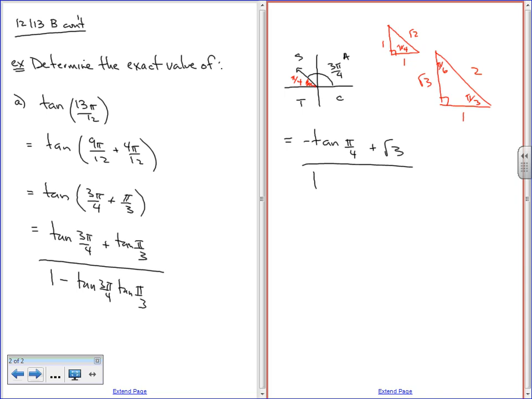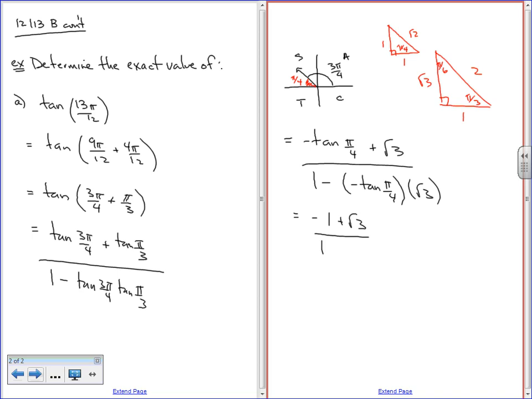It's 1 subtract the tangent of 3 pi over 4, which has now become the negative tangent of pi over 4, times the square root of 3. Okay, so now I can figure out the tangent of pi over 4. My special triangle, opposite side over the adjacent side. 1 over 1 is 1, so that becomes negative 1 on the top, plus root 3.